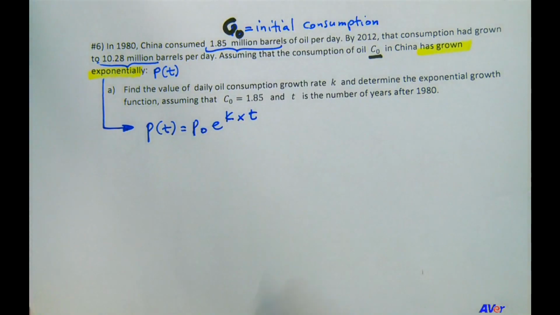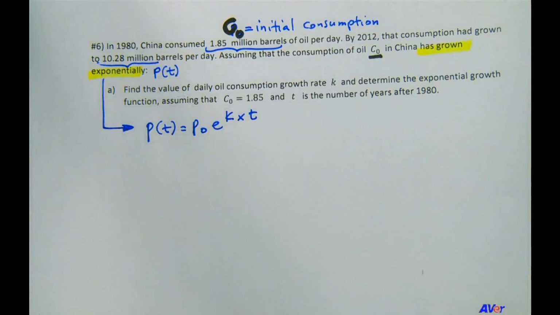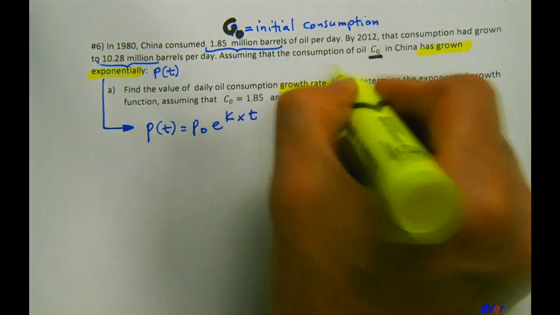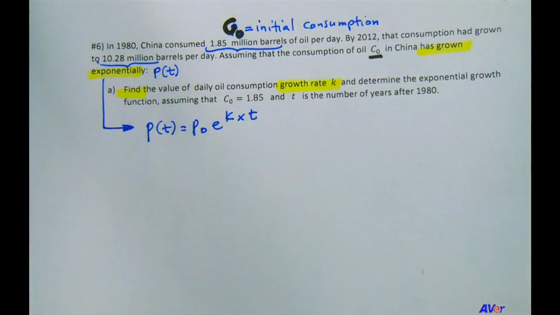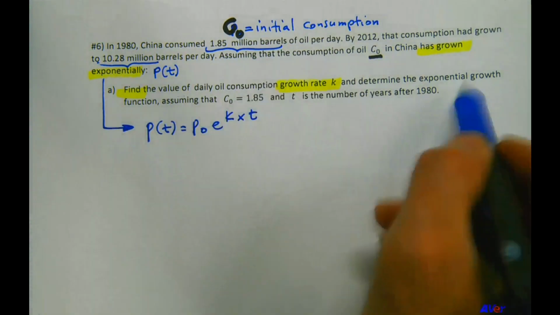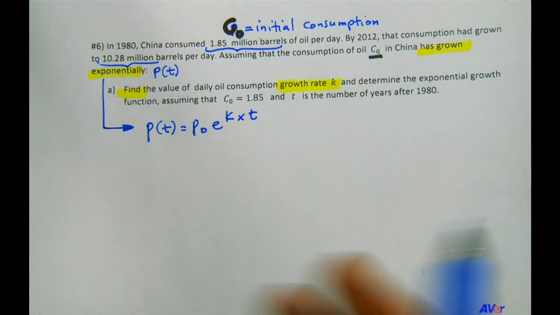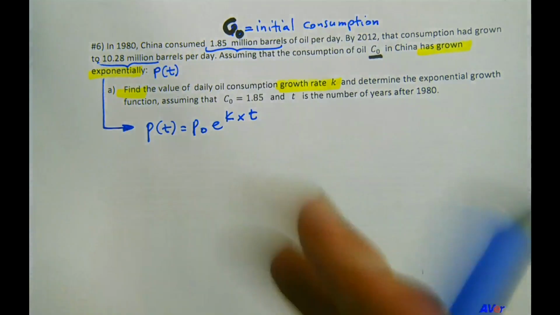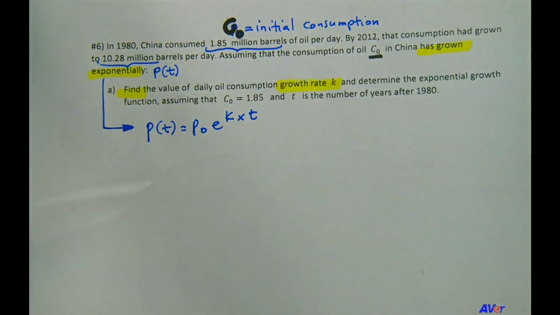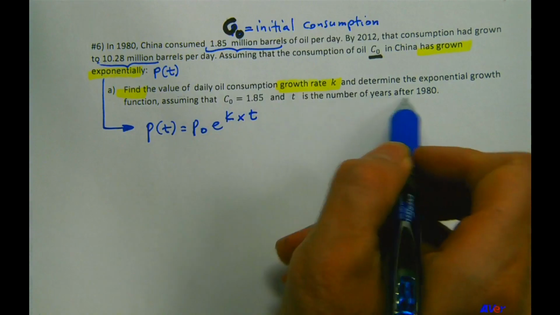Okay. Then they say, find the value of the daily oil consumption growth rate. So K is what we're finding. Find growth rate K. Okay. And determine the exponential growth function. So they're saying find K and then set up the exponential consumption function for oil that is consumed daily in China. That's what they're asking. And T is the number of years after 1980.